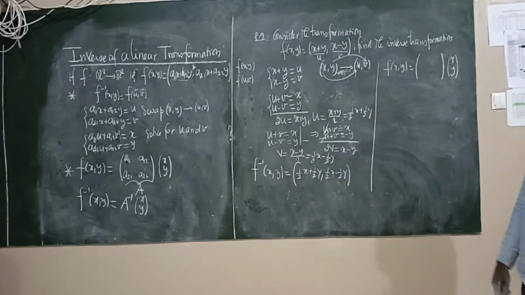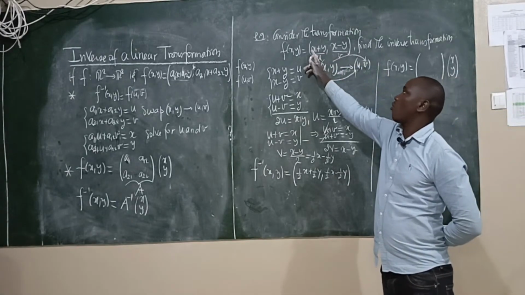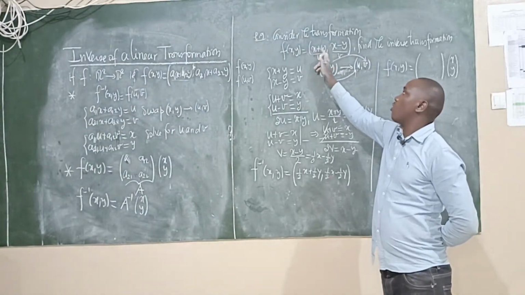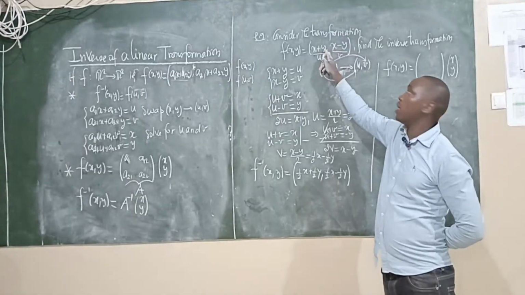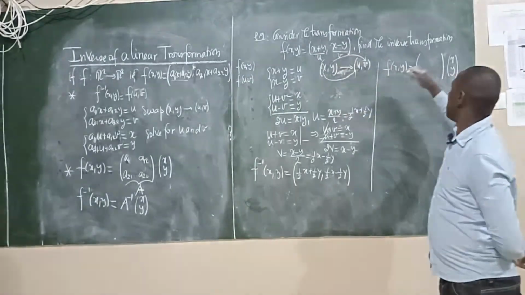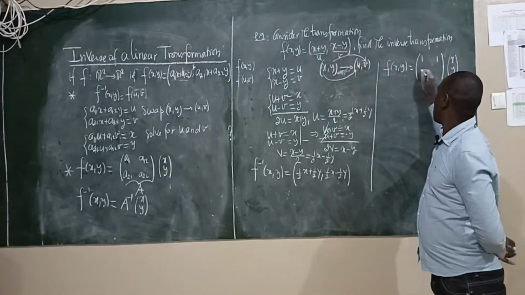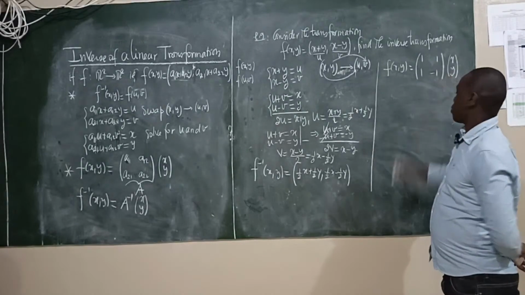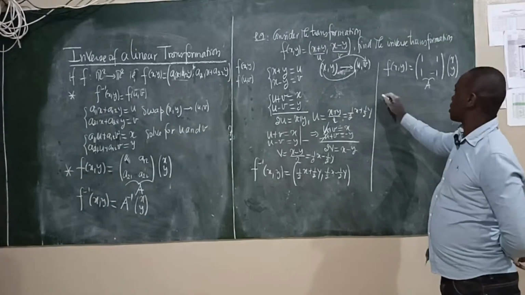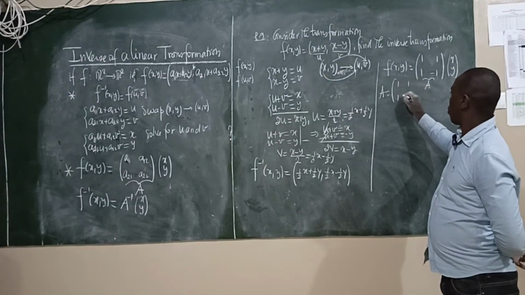What is going to be done here? We are going to only consider the coefficients of x and that of y. These coefficients will be on row 1, while these coefficients will be on row 2. This is going to be 1, 1, while here is 1, minus 1. We assume this to be a matrix A. Here, matrix A is going to be 1, 1, 1, minus 1.